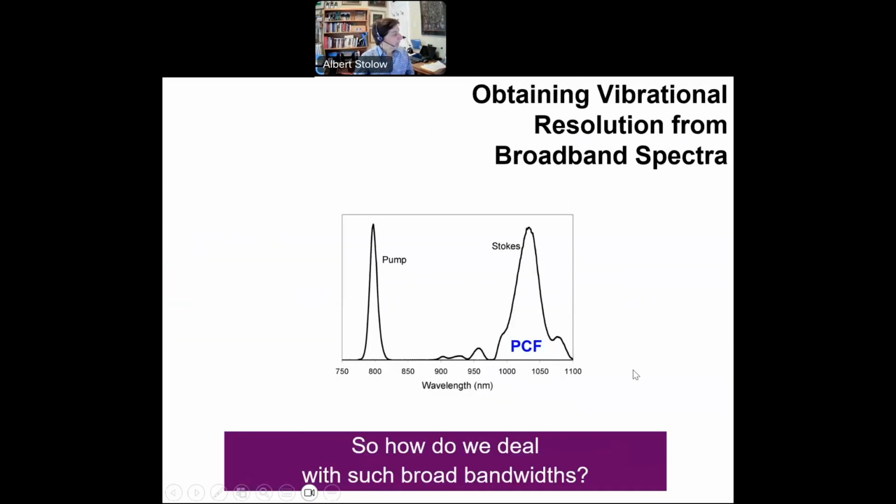Well, in other words, how can we get vibrational resolution when we have laser pulses that are too broadband? How can we deal with this? And what I'd like to emphasize today is a fundamental difference between linear and nonlinear optics. And it has to do with something called the optical phase.